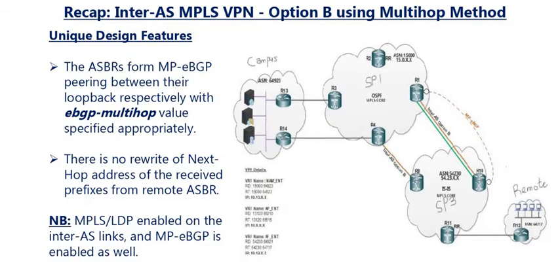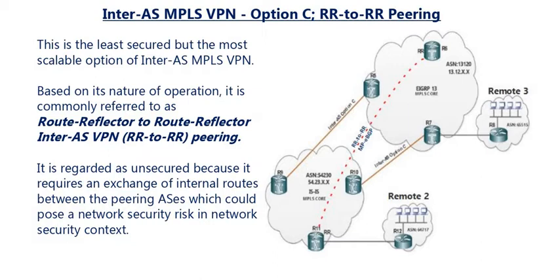Now to the focus of this video, which is inter-AS MPLS VPN option C, otherwise known as route reflector to route reflector peering. Unlike the other options of inter-AS MPLS design, where you have the peering and the exchange of control plane information, which includes the MP-BGP routes, directly between the ASBRs, it is different in this case because the route reflectors of the peering ASs take responsibility for that control plane exchange.